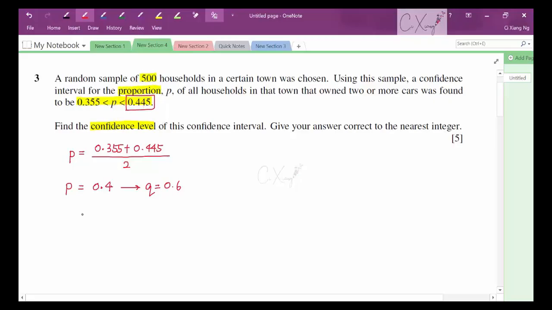For this upper limit, I know that the formula for the upper limit of a confidence interval for proportion is P plus Z square root PQ over N, and the value given in the question is 0.445. So I substitute in all the values that I know. P is 0.4, Z I don't know yet, Q is 0.6, and the sample size is 500, and it equals 0.445. By equating the upper limit formula with 0.445, my aim is to find the value of Z. If I calculate from this step, I will get Z equal to 2.054.